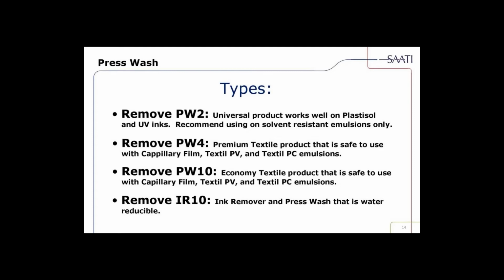Now notice the next product I'm going to mention is Remove IR10. We do make a couple of ink removers that are hybrid, meaning they can work as a press wash and an ink remover. This is truly an ink remover and press wash that is water reducible, meaning I can cut this with water and put it in a machine squeegee cleaning station. I can use it 100% at the press as a press wash. This product would not be reduced with water for the use at the press.